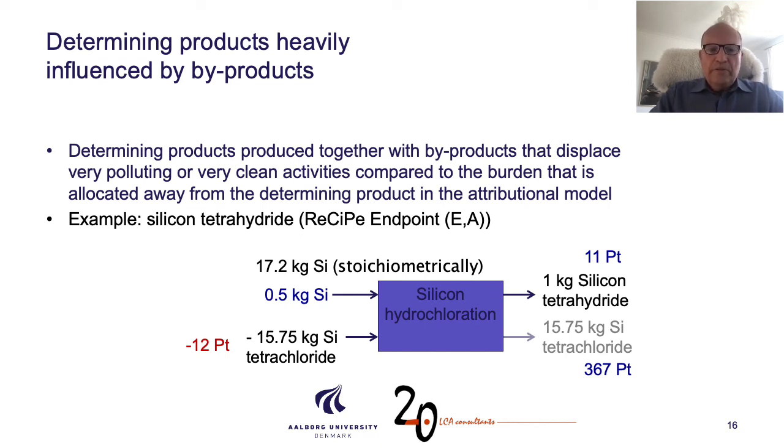The consequential version displaces the silicon tetrachloride, giving a credit of 12 points. But the total of all the inputs to the system is 390 points. So the net effect of 1 kilogram of silicon tetrahydride is 378 points. So again, orders of magnitude higher.